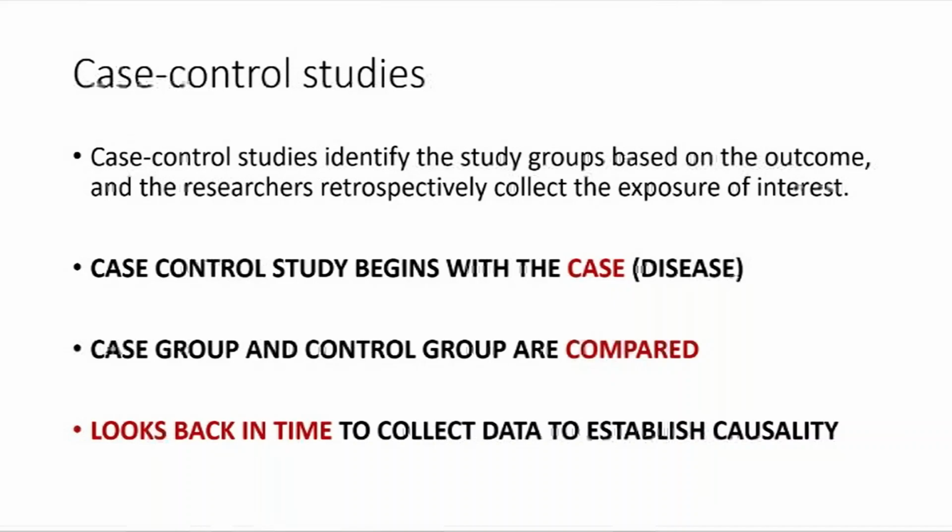You have your case group and you have a control group. You compare them. Then you look back in time. That is the classical case control. You look back in time. That's retrospective, to collect data and establish causality.